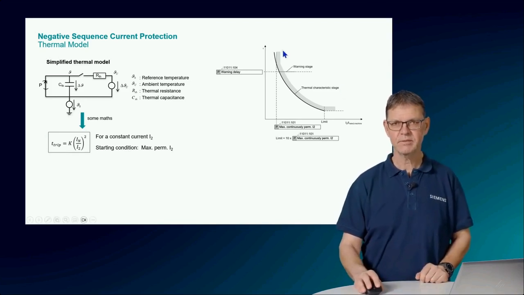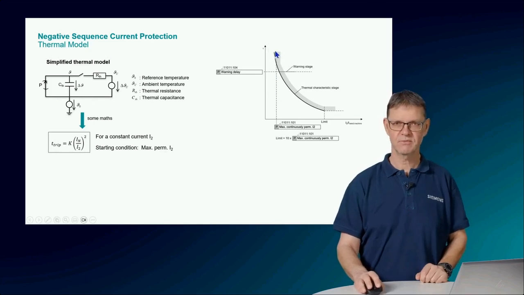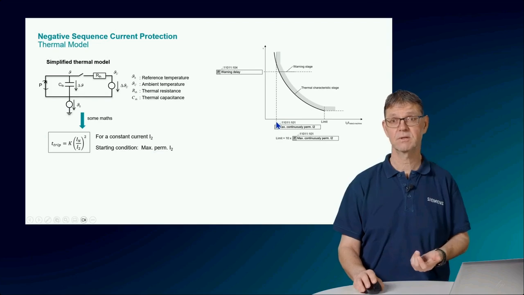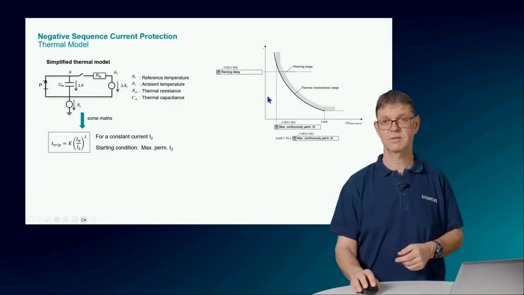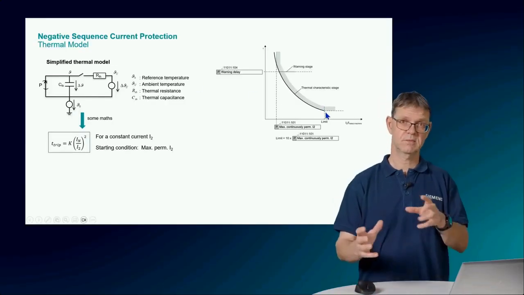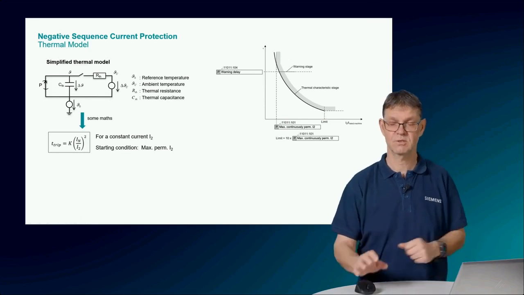Okay, here the tripping characteristic. So this would be the starting value, the maximum permissible negative sequence current. With this tripping characteristic, we limit this to 10 times this value, and then we just keep the time, not in order to come in conflict with overcurrent protection to get fast tripping times here, really fast tripping times. Therefore, we have then, let's say, the coordination with a definite time stage again.